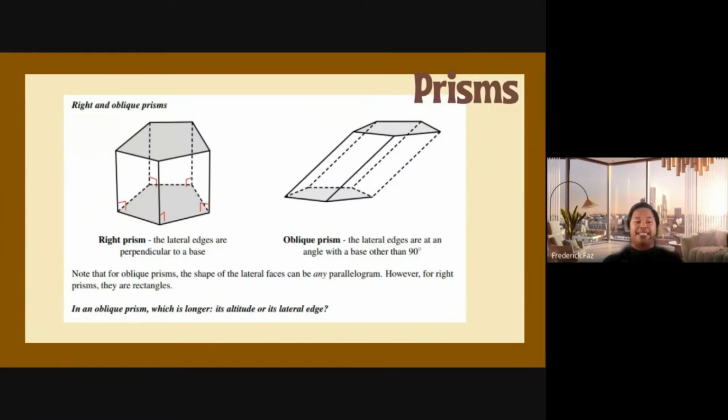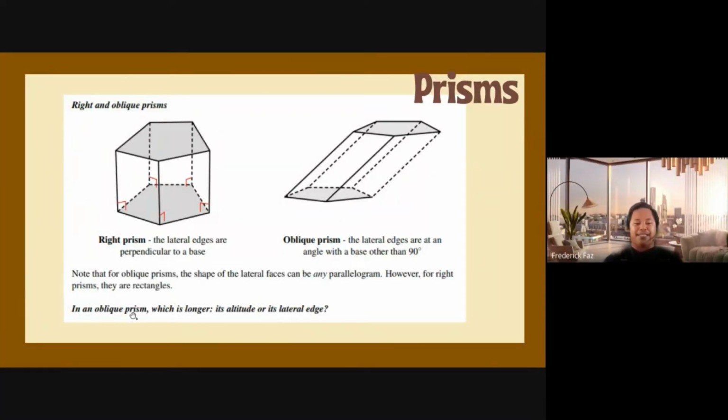We have here right and oblique prisms. So, when we say right prisms, the lateral edges are perpendicular to the base, while for oblique prisms, the lateral edges are at an angle with the base other than 90 degrees. So this is an example. Note that for oblique prisms, the shape of the lateral faces can be any parallelogram. However, for right prisms, they are rectangles.